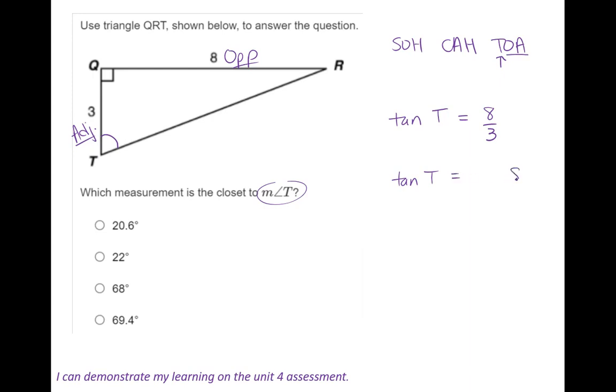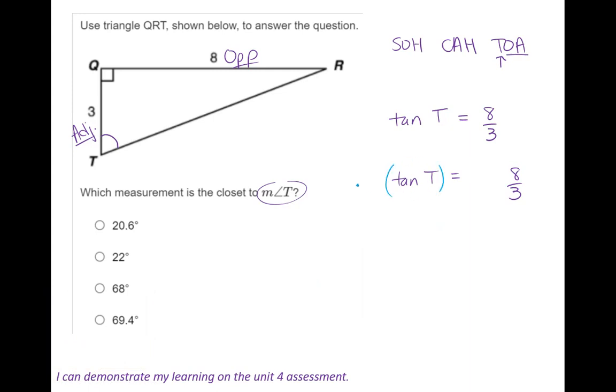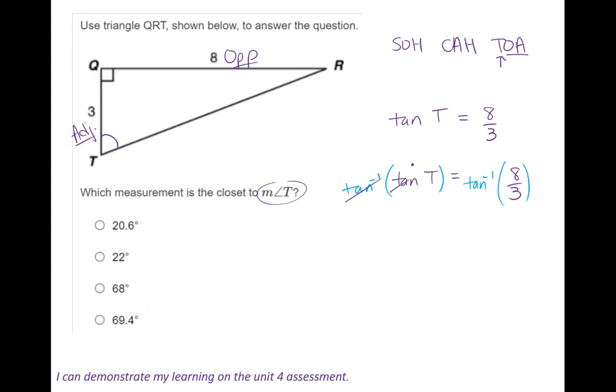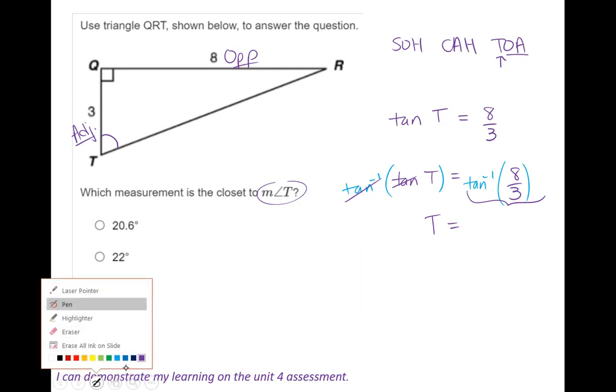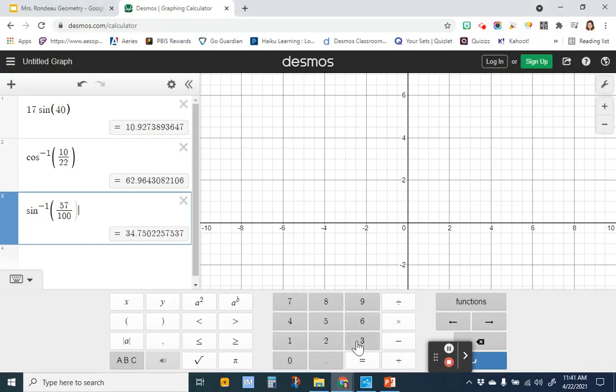I'm going to write this equation out one more time, and then show taking the inverse. So I'm going to take the inverse tangent of both sides, and tangent inverse and tangent cancel. So I get T. On the right-hand side, this is what I'm putting into Desmos again: inverse tangent 8/3. Let's try that out in Desmos.